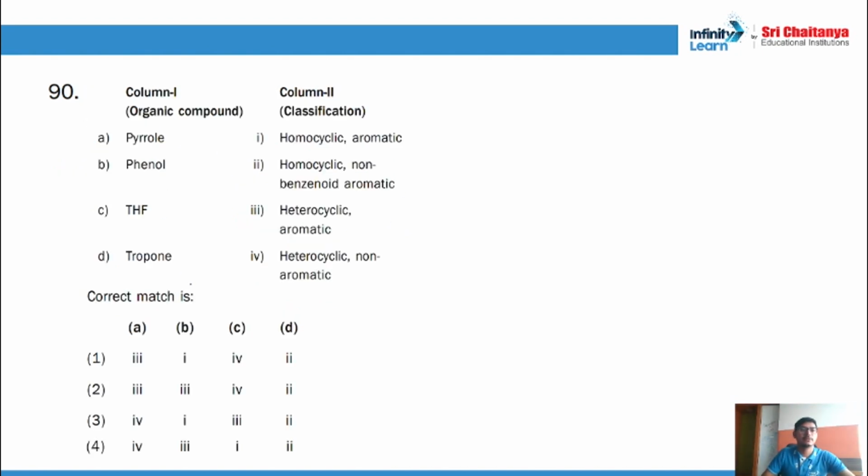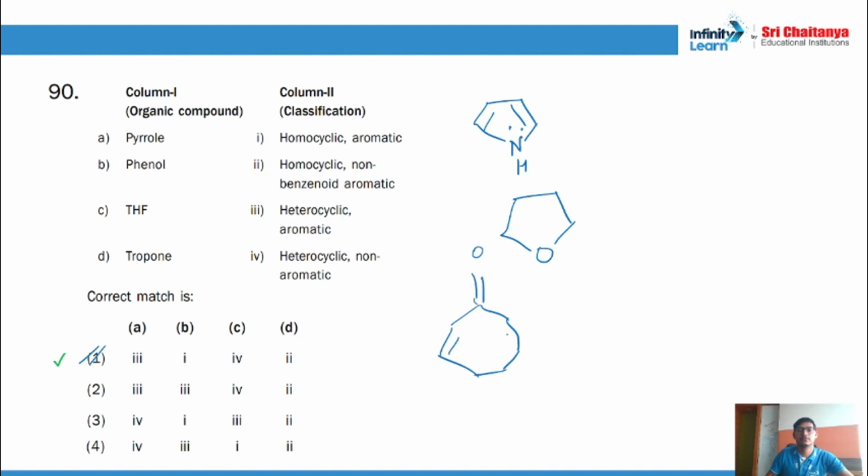Pyrrole, phenol, THF, tropone. You can draw their structures. Then you'll find out that this is the correct answer. Pyrrole is this. Then phenol, you guys know. Tetrahydrofuran is basically you hydrogenate the molecule, and tropone is a 7-membered ring with a keto group, right? So you can find out which is the correct answer.